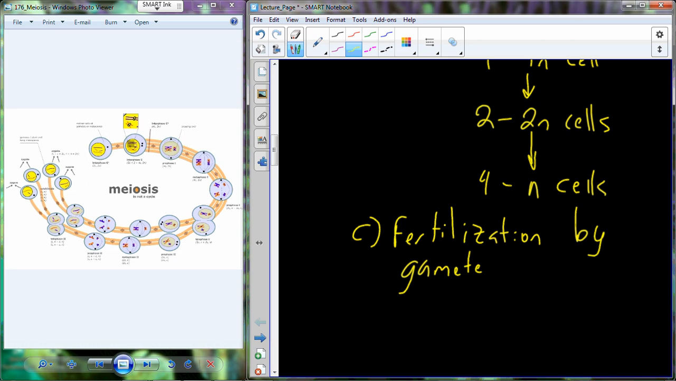So fertilization by a gamete starts the whole life cycle, or a new life cycle. And we're back up to the beginning here where we started today with fertilization, fusion of an N gamete and an N gamete to produce a 2N zygote.